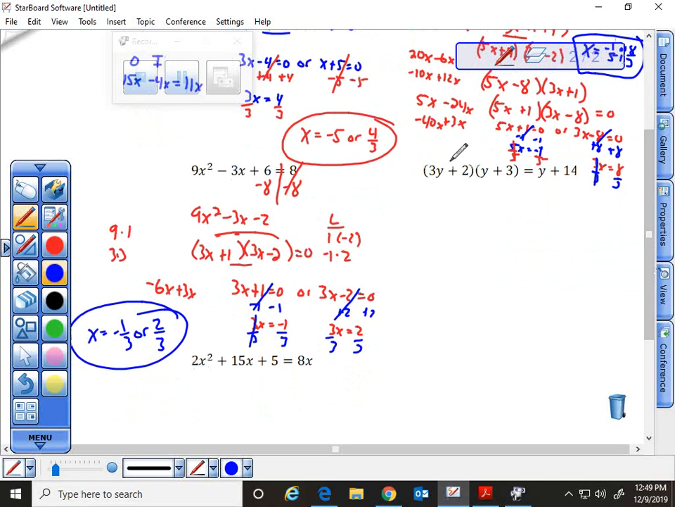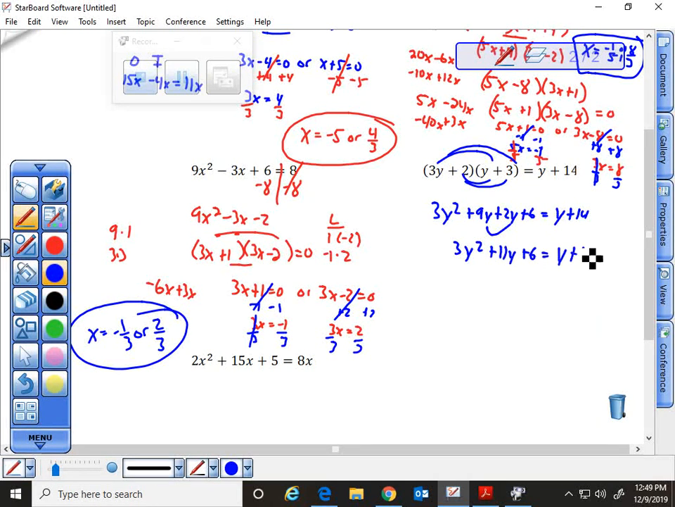Alright, this one here, let's FOIL it. So you'll have 3y squared plus 9y plus 2y plus 6 equals y plus 14. Combine your like terms, 3y squared plus 11y plus 6 equals y plus 14. Getting your y's on one side, getting your number on one side, so we will equal to 0. It will be 3y squared plus 10y minus 8 equals 0, and then you can factor it.